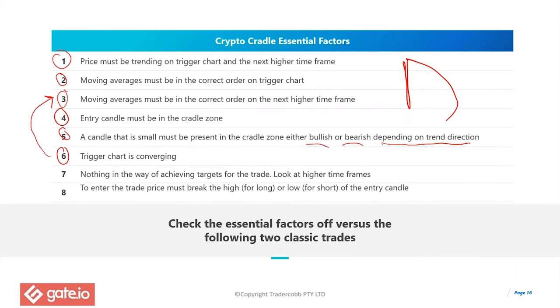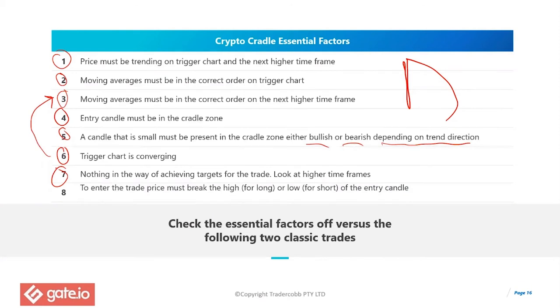Number seven, nothing in the way of achieving a target or targets for the trade, looking at the higher time frame. So again, nothing in the way of resistance if we're long, or support if we're short, of getting in the way of us achieving that first target, which is to minimize our risk by closing half the trade. That will be covered more in part 4.